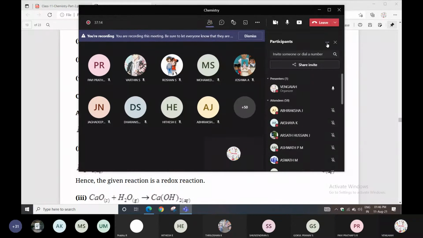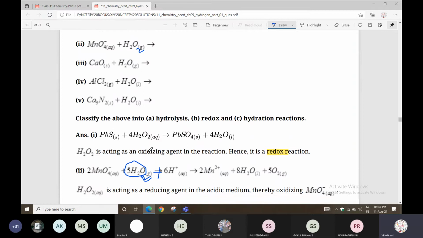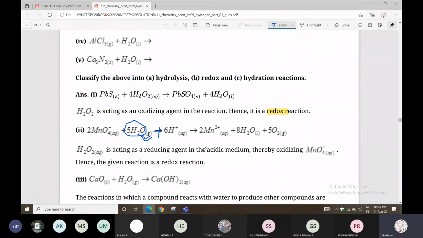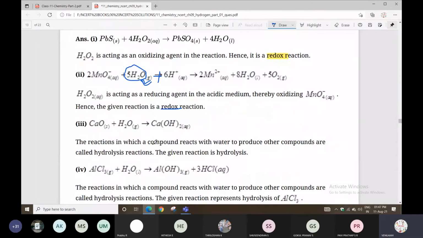So listen. MnO4 minus plus H2O2 is correct. In the solution book only H2O is given. So you can take H2O2 here, then plus 6H plus you can take. So H2O2 is a reducing agent in acidic medium, thereby reducing MnO4 minus. Hence the given reaction is a redox reaction. So the first reaction and second reaction are both redox reactions.